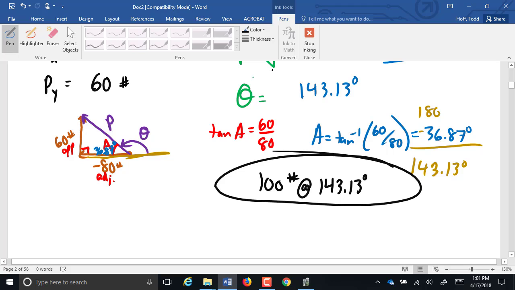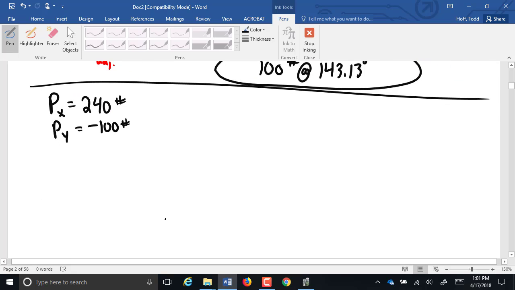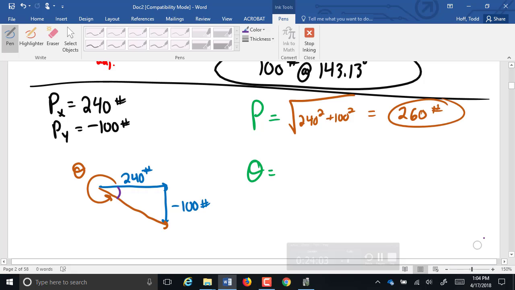I want you guys to try one. If I give you that px is 240 pounds and py is negative 100 pounds, find for me for that vector the magnitude and direction. I'll give you a couple of minutes.